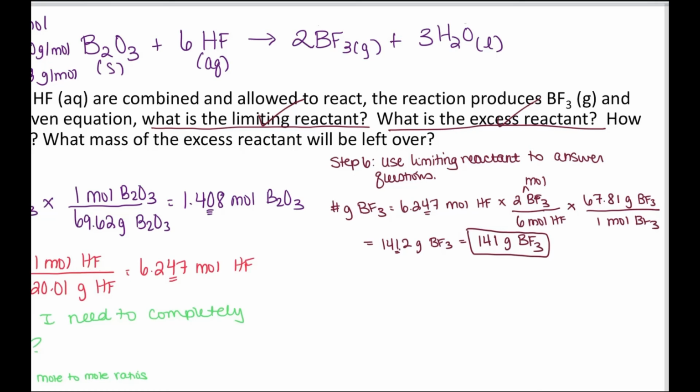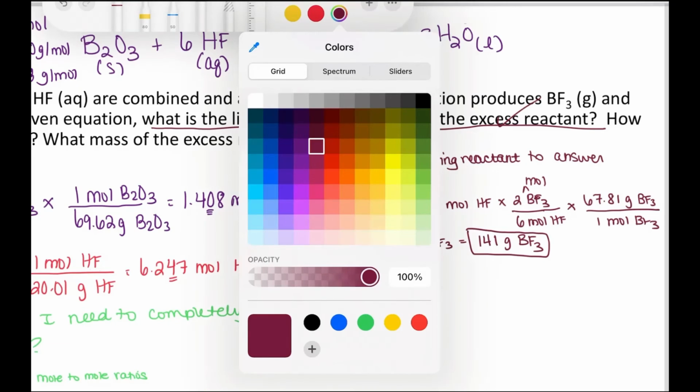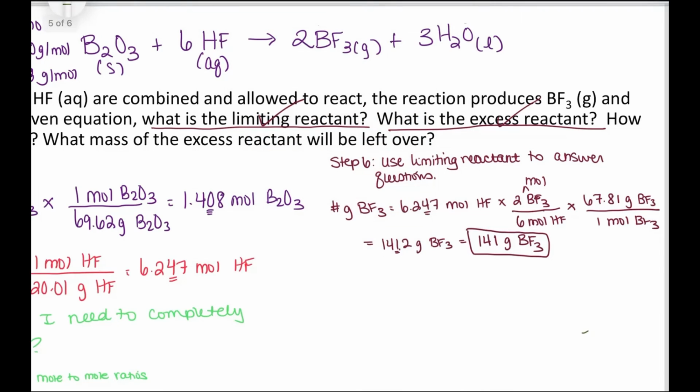I want you to ask yourself at this point, does this answer make sense? Does it make sense that you would produce this much BF3? What do you guys think? The final mass here is higher than the initial mass of HF, right? We started with 125 grams of HF. I'm making 141 grams of BF3. Don't let that throw you off. Remember that BF3 is not HF. I'm using a portion of the HF to make that compound.